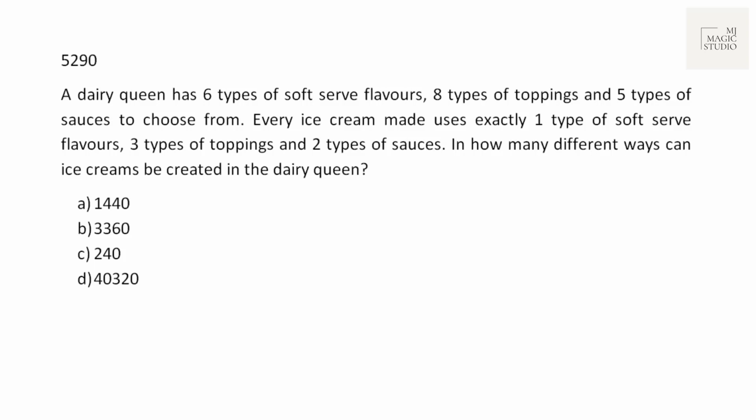As I have said in the previous set, also in set 1, that in every set we find at least one question, 1 to 2 even, from permutation and combination. Please do practice. A Dairy Queen has 6 types of soft serve flavors, 8 types of toppings, and 5 types of sausages to choose from. Every ice cream made uses exactly 1 type of soft serve, 3 types of toppings, and 2 types of sausages. In how many different ways can ice cream be created in this Dairy Queen? Dairy Queen is the name of a place or dairy.